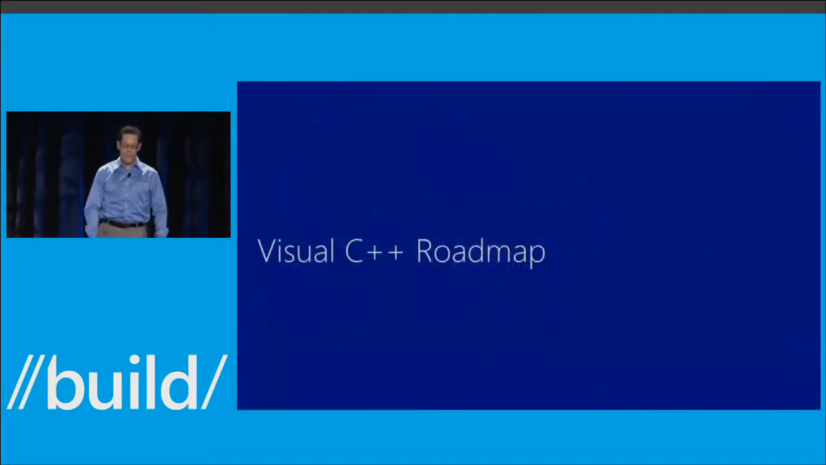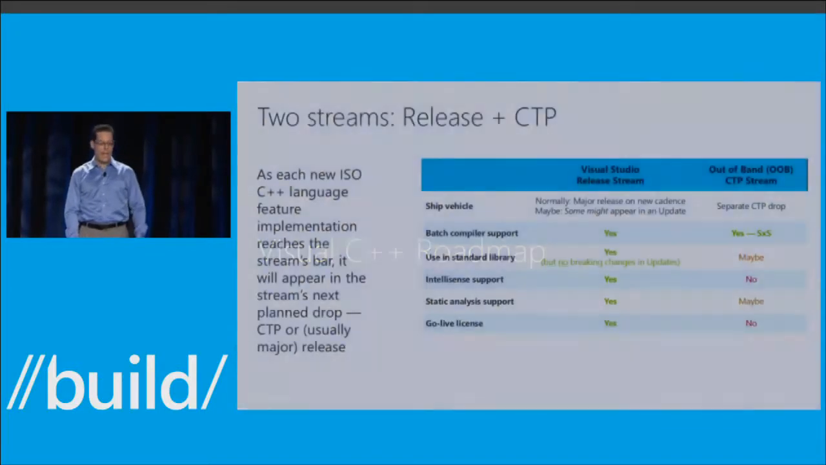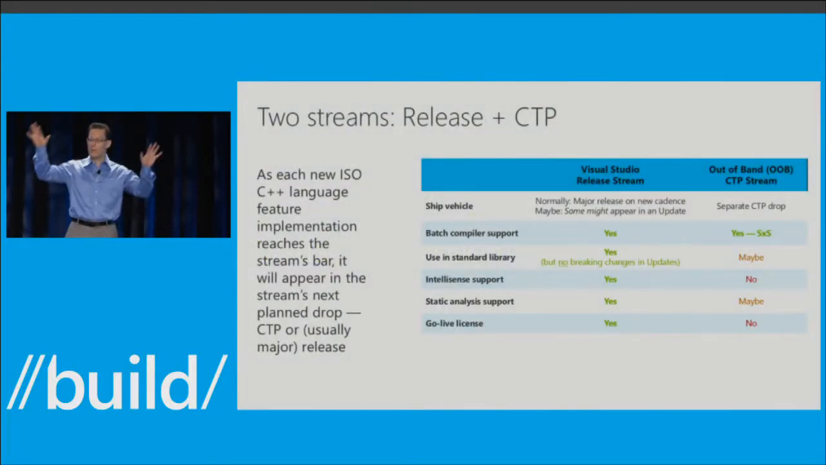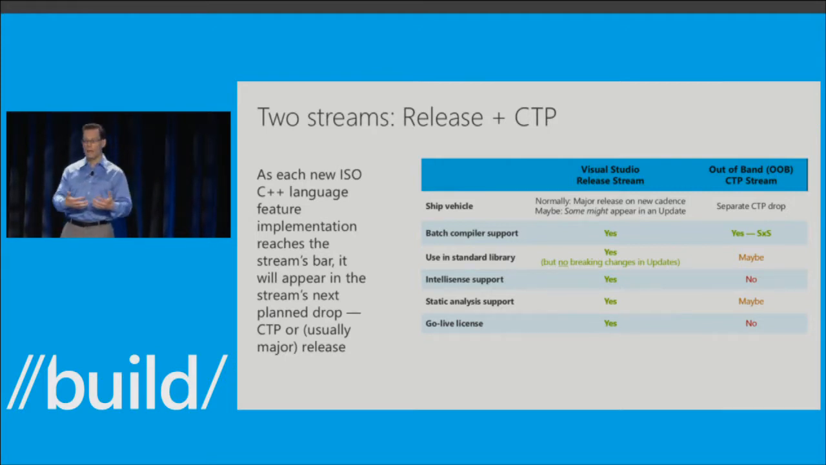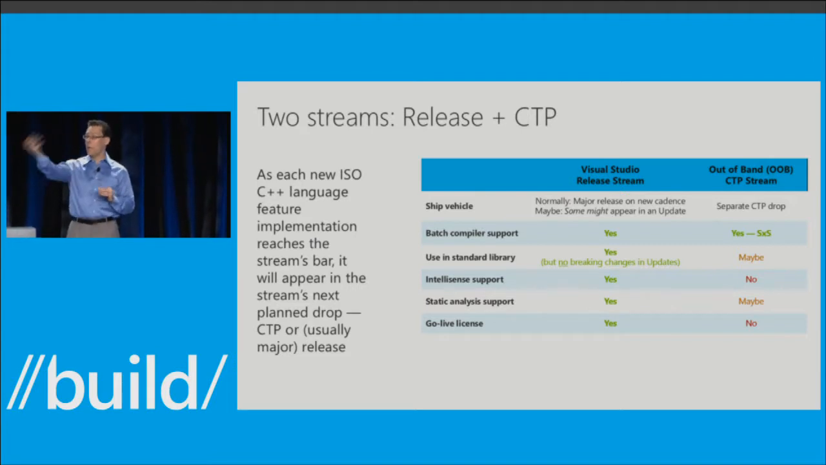So let me lay out a roadmap as to what you can expect when. And the first thing to lay out is that there are 2 streams. And as we develop features and get them ready in the compiler, when they reach CTP quality, then they're going to be a candidate to go in the next CTP. When they reach release quality, they can be in the next version of Visual Studio.